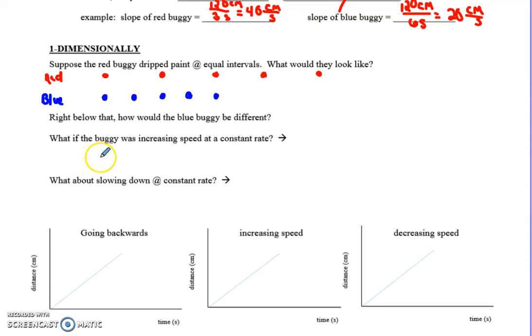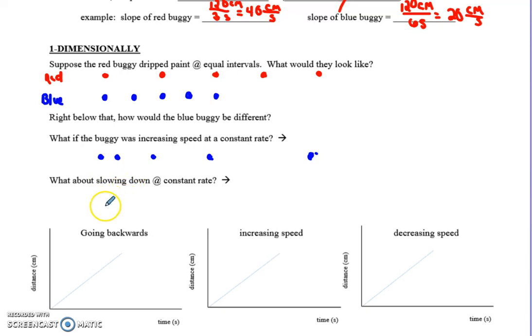Well, as you might imagine, if it's increasing its speed, it's increasing the distance between every successive drip. So these distances are getting bigger as time goes on. Here, in that 1 second, it traveled that far, and here, being faster, in that 1 second, it traveled that far. So the next logical question is, what would happen if it's slowing down?